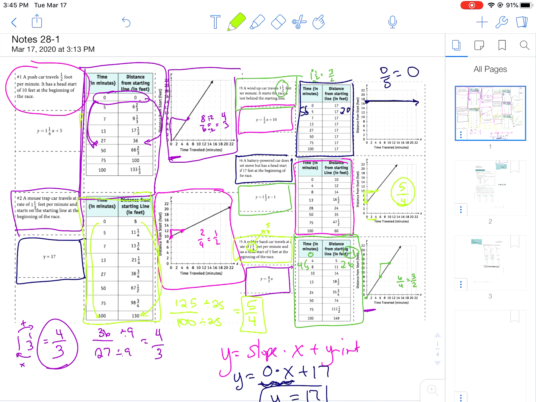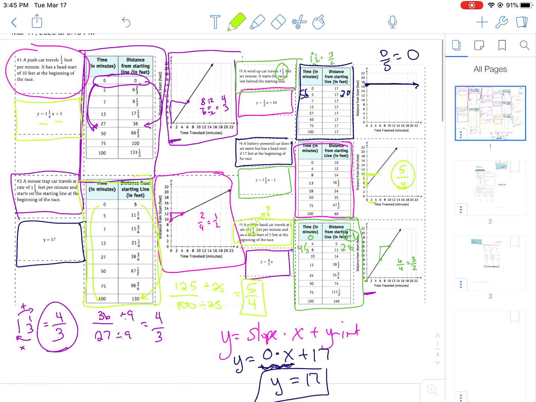And then last but not least is that last equation, which is right here, which has a y-intercept of 5 and a slope of 5/4 or 1 1/4. Okay, so again, it looks a little messy, but realistically, you would have had those little slips of paper had we been in school and been able to slide them around and group them. And I'm sure your groups would have been able to do that.